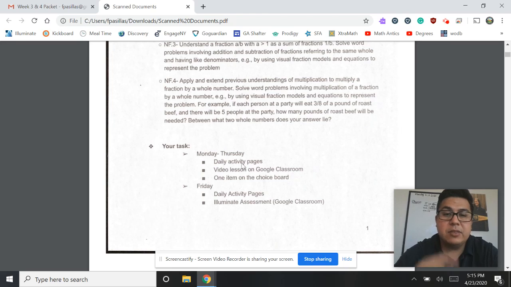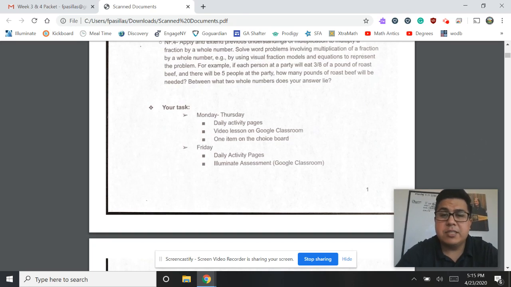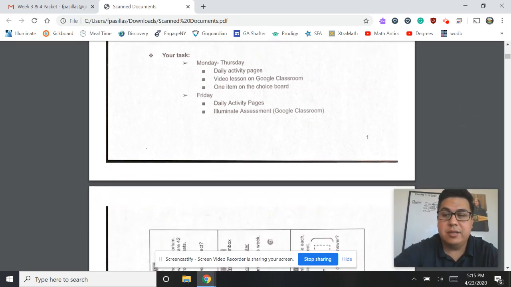At the bottom of this page, you're going to notice the task, and we set it up so that Monday through Thursday, your students again are going to watch that Google video lesson. They're going to complete their daily activity page, which is what we're looking at right now, and they're going to complete one item from their choice board. On Friday, what changes up just a little bit is they're going to take an Illuminate assessment. Students will be able to access this link on Google Classroom, and that's how we'll be able to monitor whether the students are still mastering these standards.